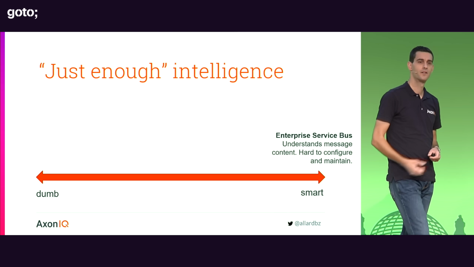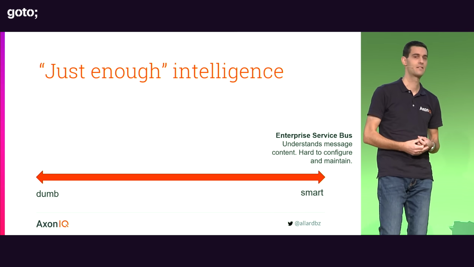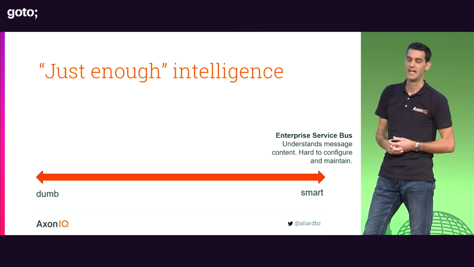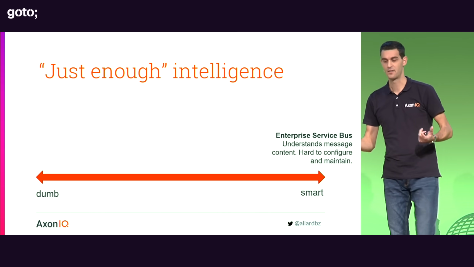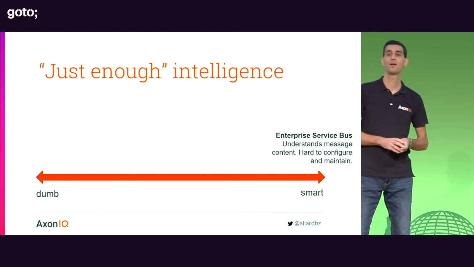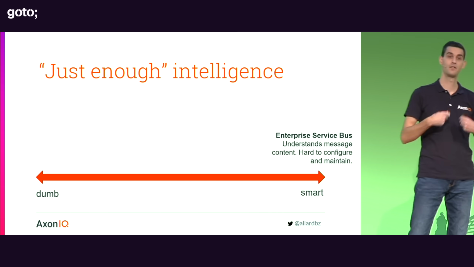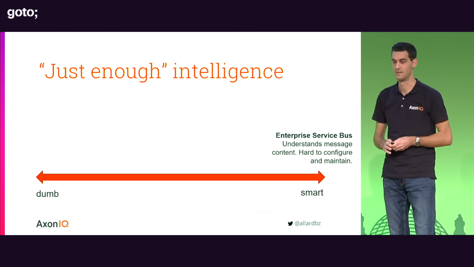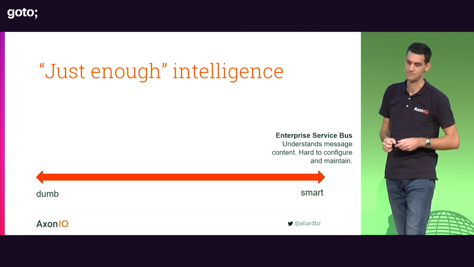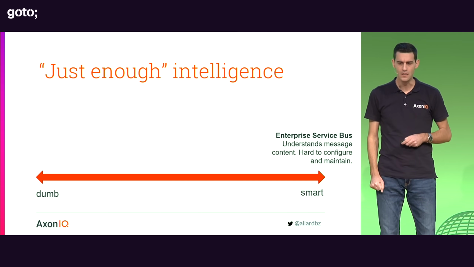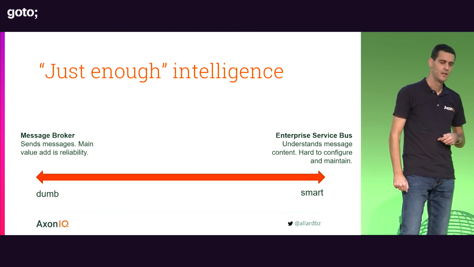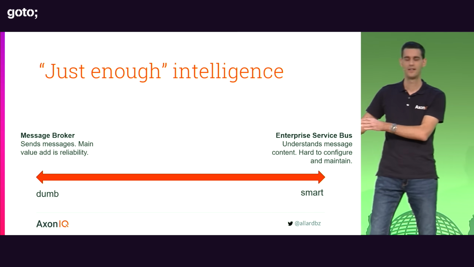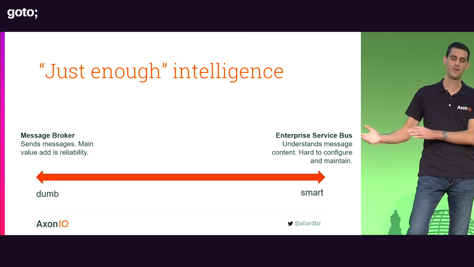So on the smart side, you would have an ESB. ESBs understand exactly what they carry. And as a result, in companies, you quite often get the ESB department that tells you exactly what you need to publish so that they can do all the transformations and make sure everything works for them. That didn't quite work out the way we hoped in most enterprises, or in many enterprises.